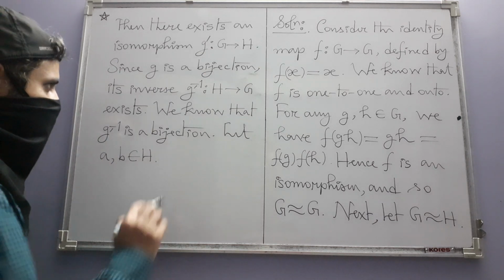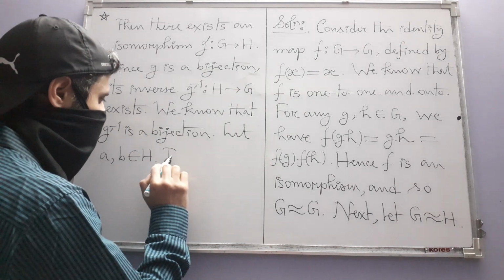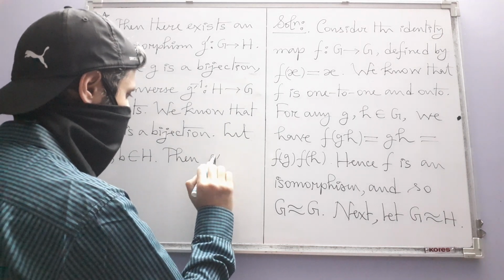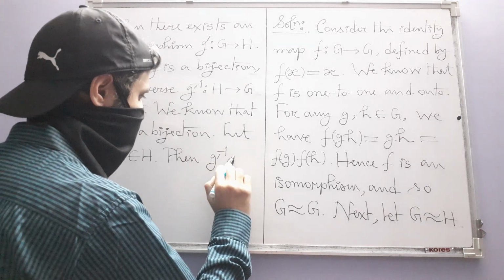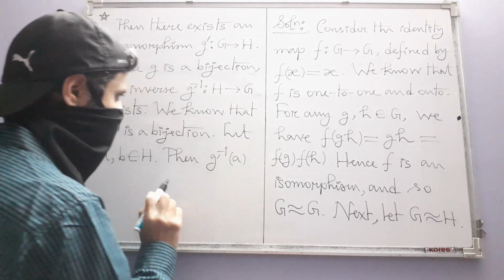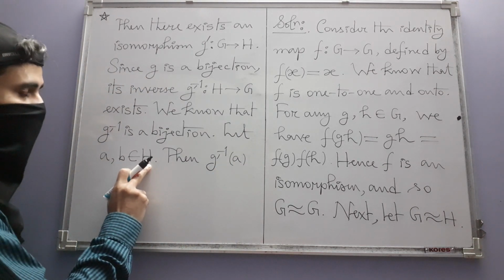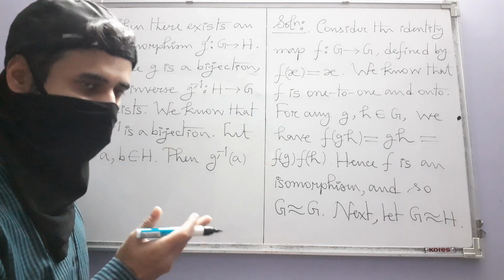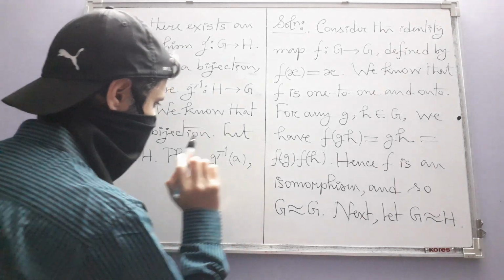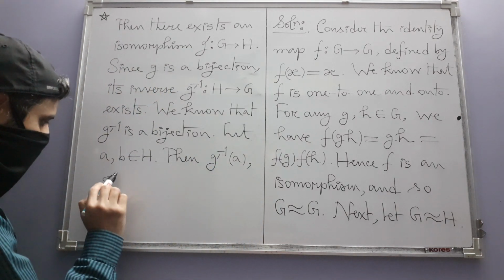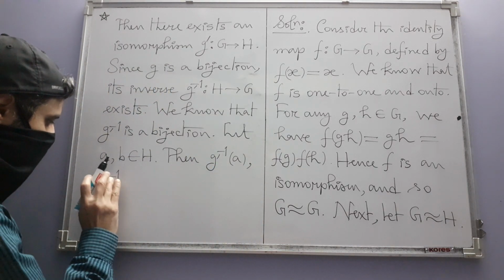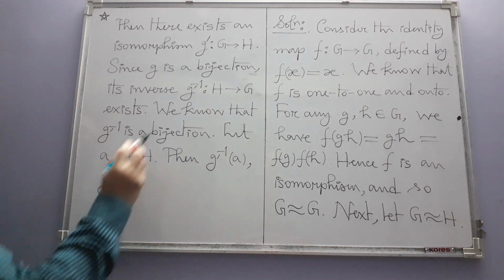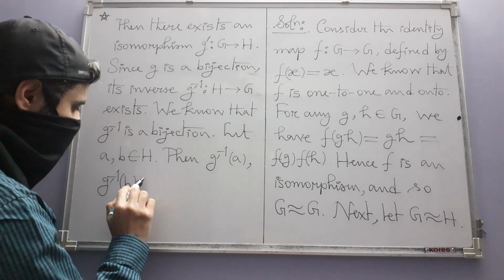Then g prime inverse of a and b, because a and b are elements coming from the group H, so we can apply the map g prime inverse to these elements. Then these are going to be elements in G.